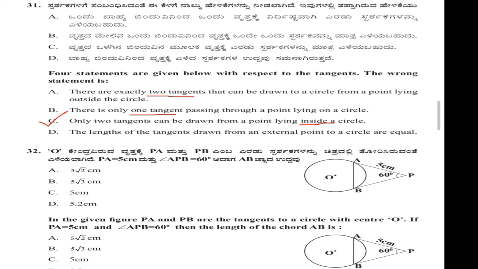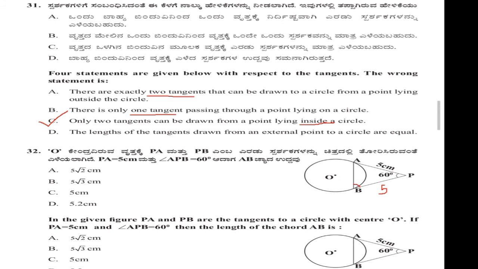Next we have 32nd one. In the given figure, PA and PB are the tangents to a circle with center O. If PA is equals to 5 cm and angle APB is equals to 60, then the length of the chord AB is. Here they said we need to find out AB chord. That means inside what we have got, we need to find out. Here we know that tangents are equal to each other, because AP is 5 cm means PB also it will be 5 cm, because they both are equal to each other.